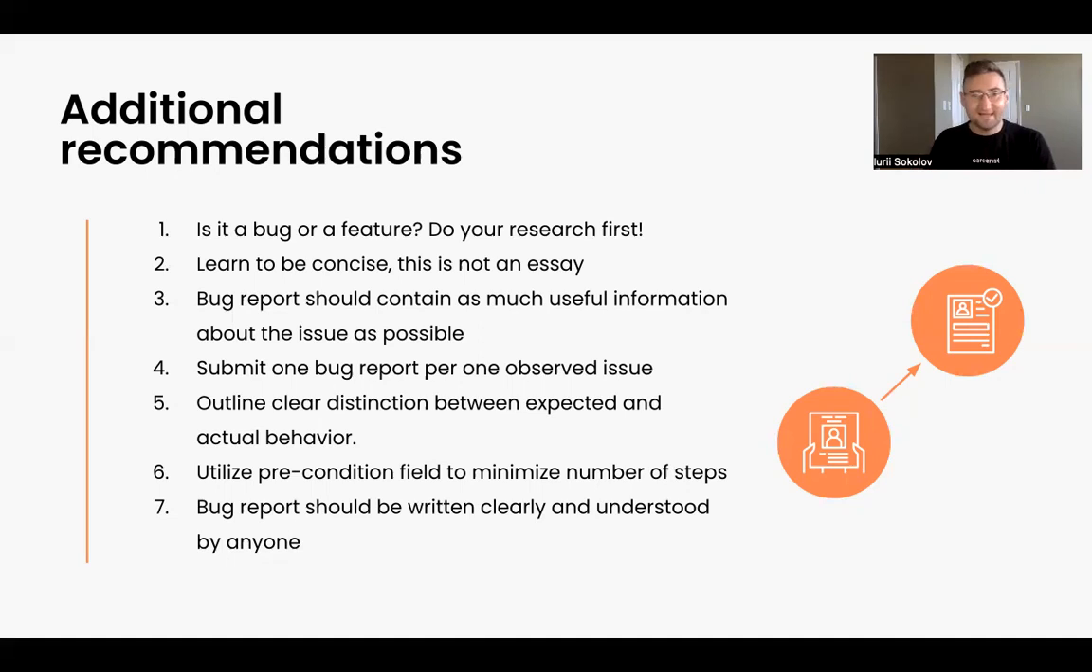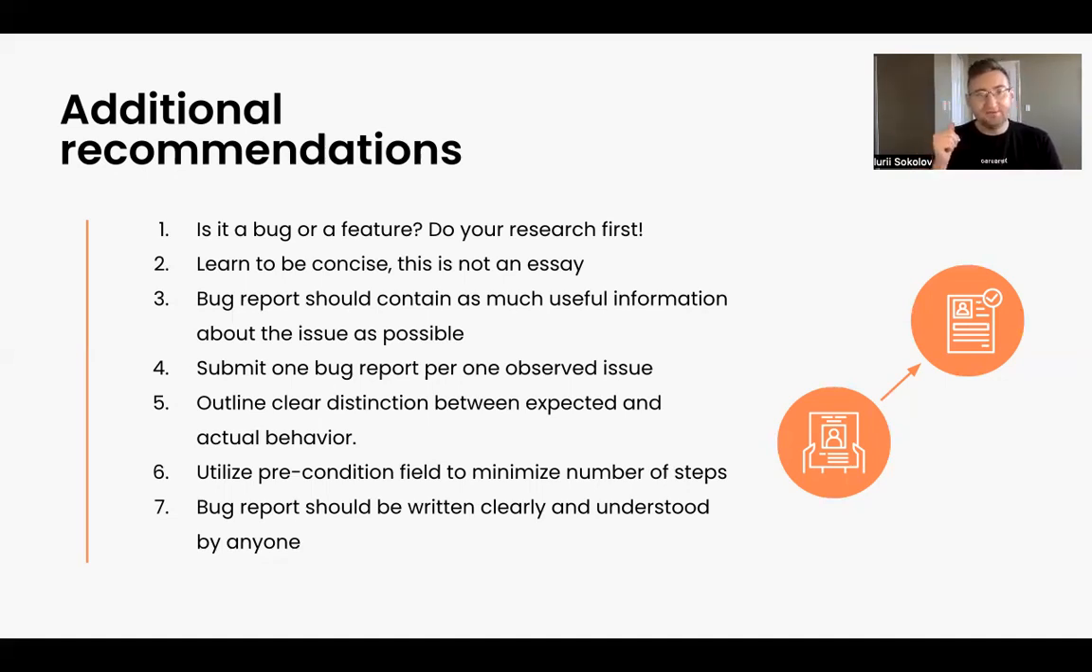So learn to be concise. This is not an essay. It's true, guys. Bug reports are not essays. We don't have to put 20 sentences there to explain a simple issue. When you create a bug title and the description, just be short and self-explanatory, so that it's going to be pretty clear to anyone who reads it, and they're not going to spend 20 minutes reading all the information in the bug report.